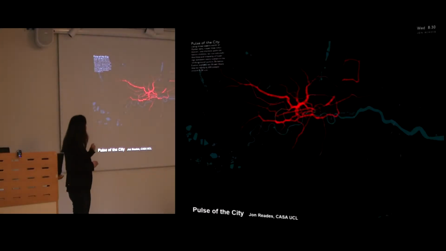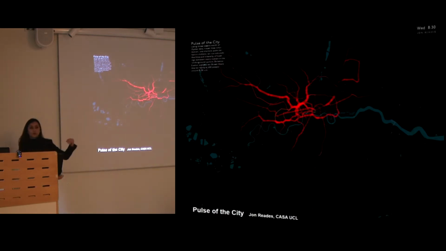Same thing with Pulse of the City. It's a visualization done by John Reades. So he took real-time data from tubes, and then he visualized them in the form of flows. So you can actually see this growing and getting smaller during the night.